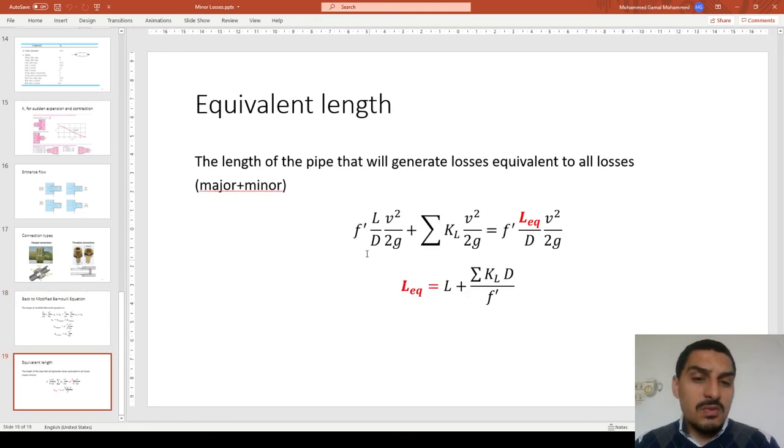The way we calculate the equivalent length is that, as I mentioned, we do the summation of these two, and we say this is equivalent to the major losses caused by the equivalent length. With simple simplifications, we cancel out the v squared over 2g, and then the equation ends up like this: the equivalent length is the actual length plus the summation of the k's multiplied by d over f dash. If we don't have any minor losses, the k would be 0, and the equivalent length would be the actual length, which is what we should expect.